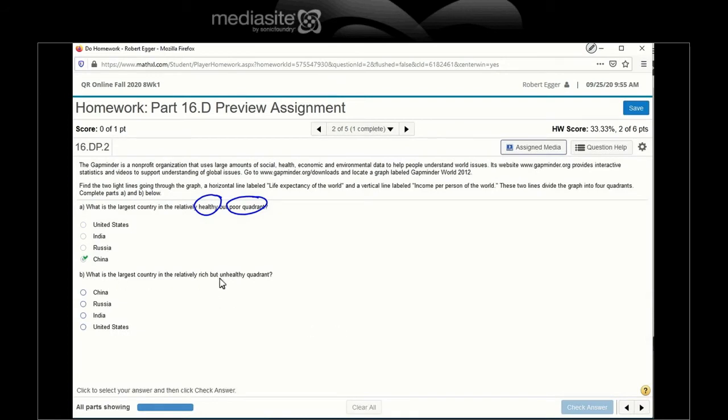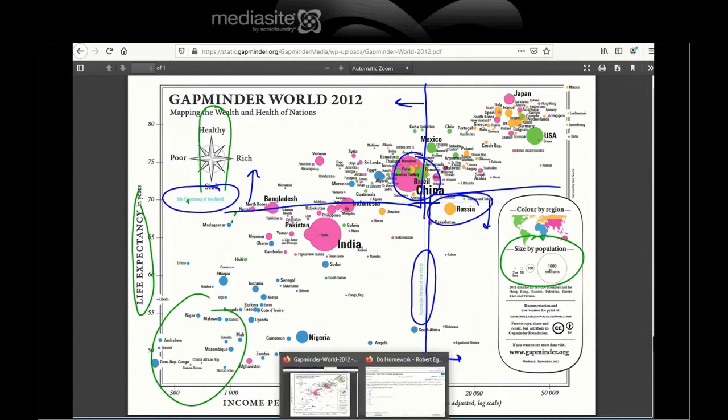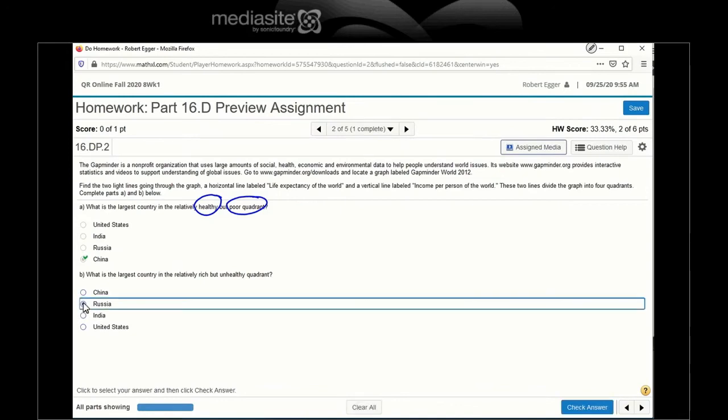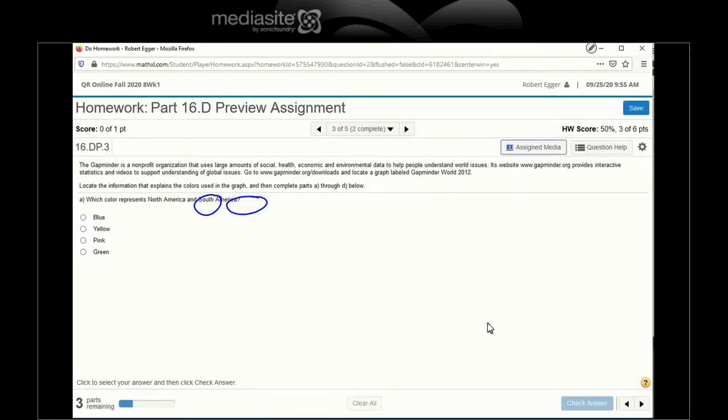Largest country in a relatively rich but unhealthy area. Rich but unhealthy. The biggest country by dot size must be Russia. All right, that was it for that one.